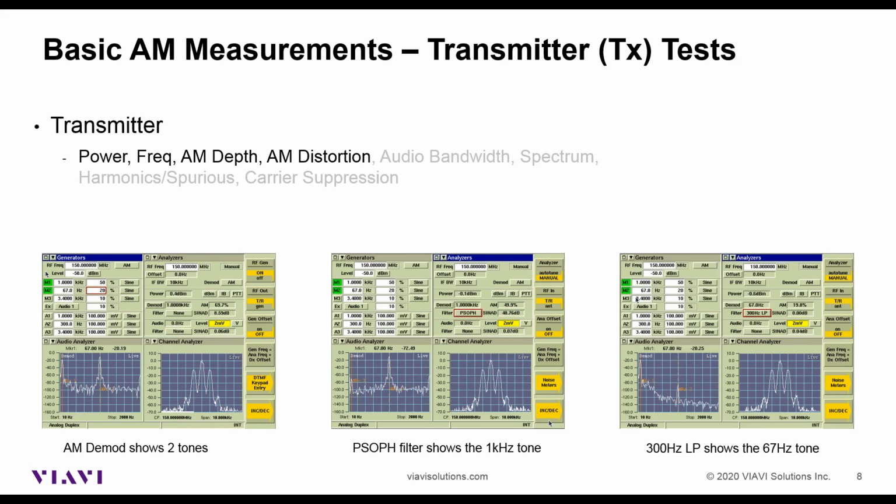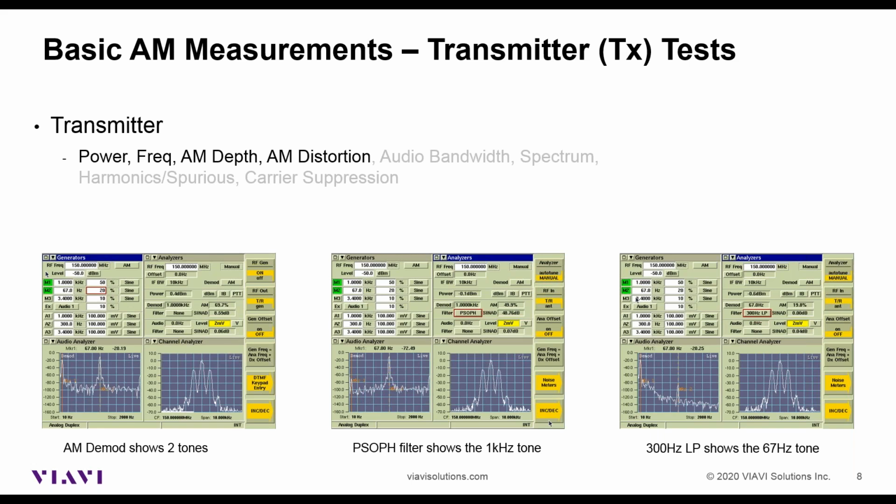And just as a third measurement, what I've done over here is I've showed the 67 hertz. So now I've used a 300 hertz low pass filter, and we'll see the 20% modulation depth. So you can break those tones out in a sense, depending on the filtering. Obviously, in a real world situation, those would not be two tones, they would be voice or background noise.